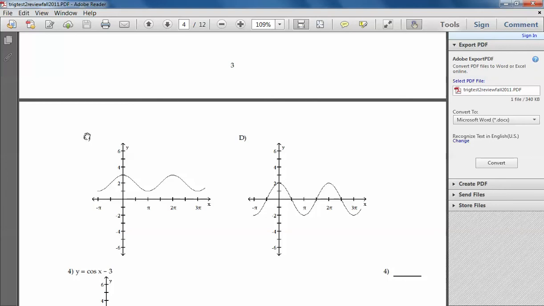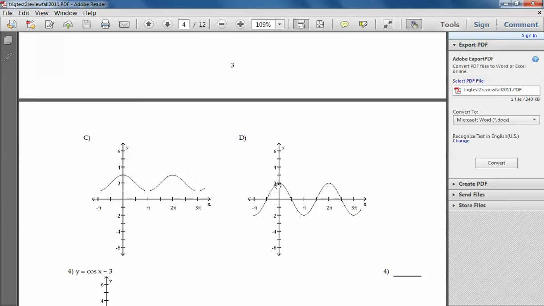It couldn't be C because this graph is shifted up. You see, it's shifted up. It looks like it's the cosine graph just shifted up 3 units.